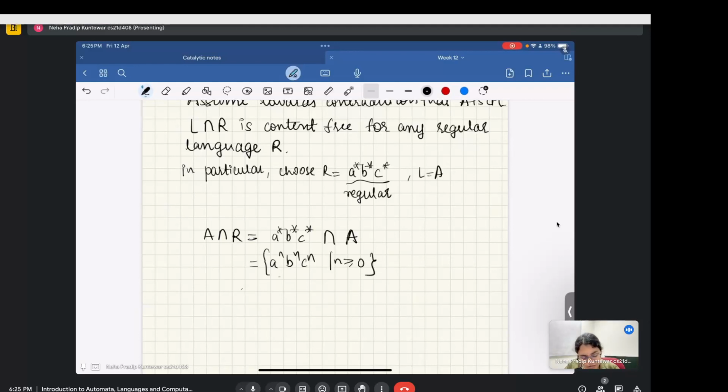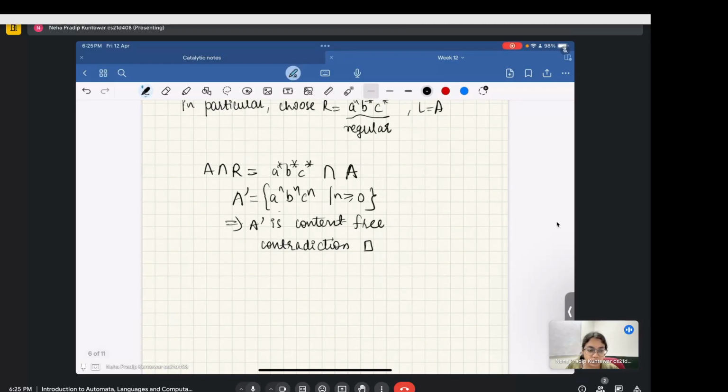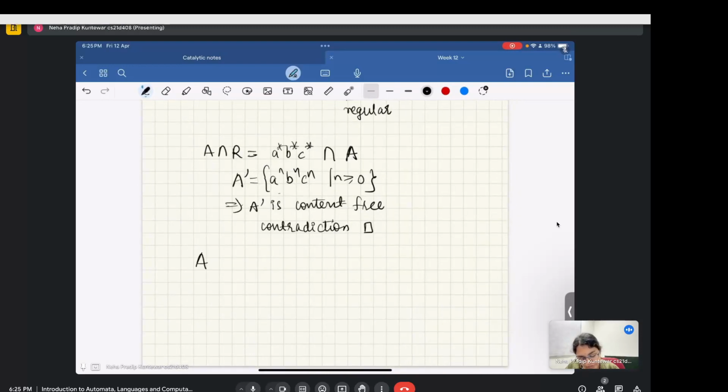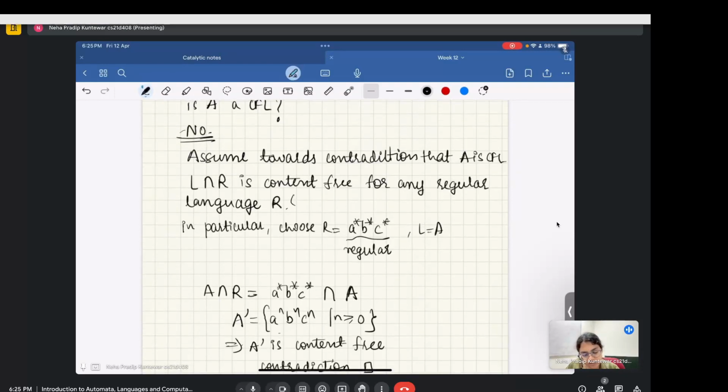So that means that this language A prime is context free, but this is a contradiction, because we know that a^n b^n c^n is not context free. So that means our assumption is not correct. Hence A is not context free. So this is where we use part A.